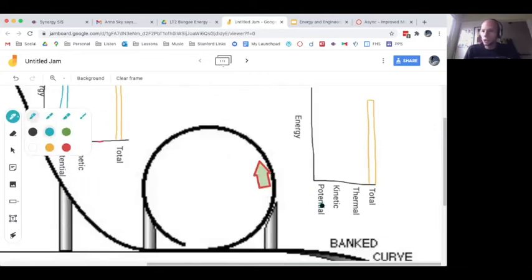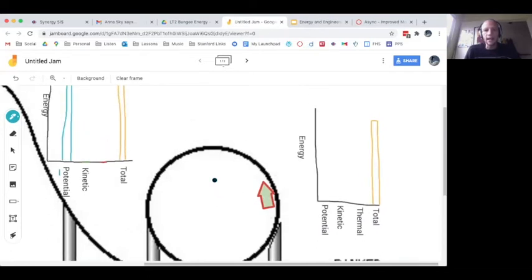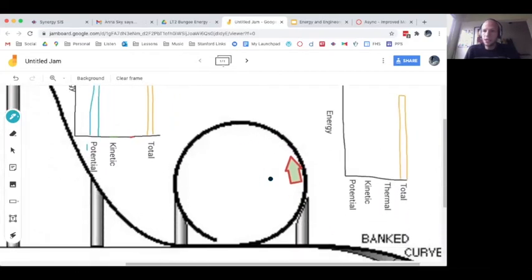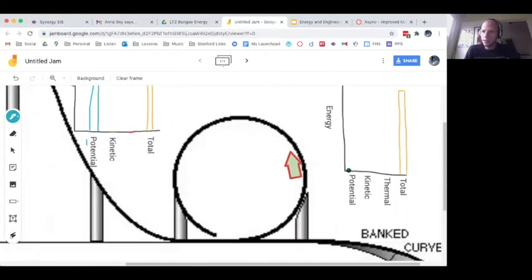Now I'm going to turn to potential energy. The roller coaster is not nearly as high as it was back when it was over here, so my potential energy bar is going to be a lot smaller. The kinetic energy bar, now this roller coaster is moving fairly quickly going up this hill. I'm going to make my kinetic energy bar quite a bit bigger.